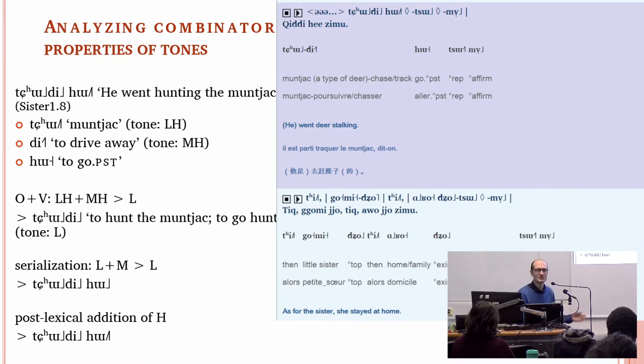A bit like declensions in Latin or conjugations in languages that have it. In this case, when an object and a verb get combined, well, if you know the tones of both, you can know the tones of the output, but you have to know the paradigm. Then there is verb serialization, he went hunting, and some post-lexical processes.